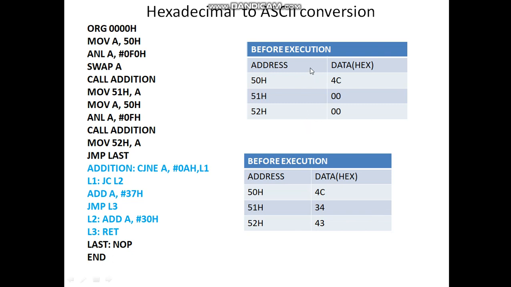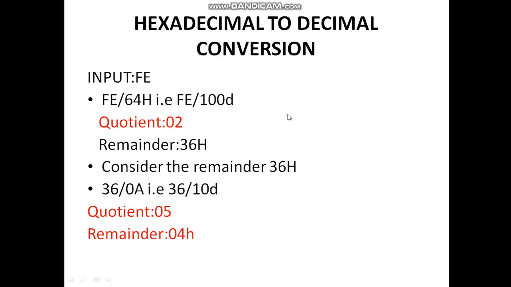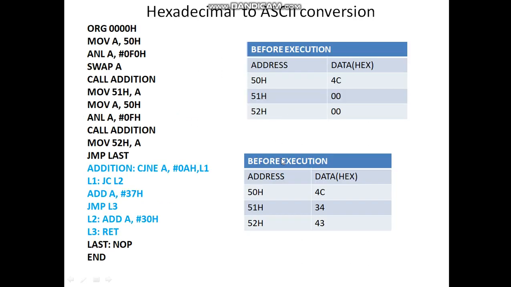So coming to the output. Here the input is stored before execution. You can see that input is stored in 50H location. Input is 4C. And 51H and 52H, these two memory locations are reserved for storing the output. So after the execution, okay, sorry, this is not before execution, it is after the execution. You can see that the ASCII equivalent of 4, you get it as 34 in memory location 51H, and you get it as 43 in memory location 52H.